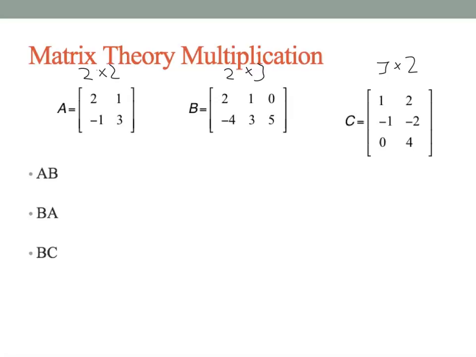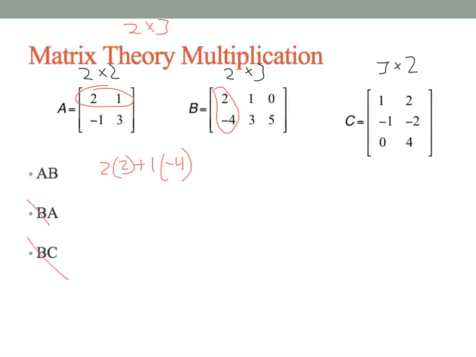All right, and this is the tricky part, and again, it just takes a little bit of practice. We're going to do the top row of A with B. Okay, so the first column in B. So it's going to be 2 times 2 plus 1 times -4. Okay, and again, for this particular problem, don't worry about these right now. We're just looking at A times B. We're going to get a 2 by 3 in the end.